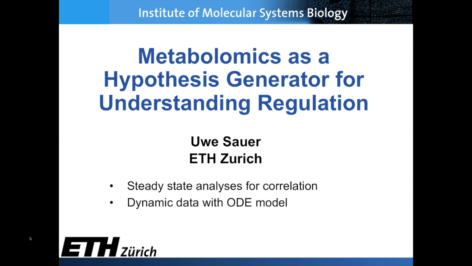In particular, hypotheses and trying to understand how cellular metabolism is actually regulated. How do the cells make decisions? I will focus only on two aspects. In the first part, I will talk about steady state analyses and use a method called correlation to generate hypotheses on potentially regulating metabolites. In the second part, it will become slightly more mechanistic when I focus on dynamic data and we use a simple ordinary differential equation. Okay?